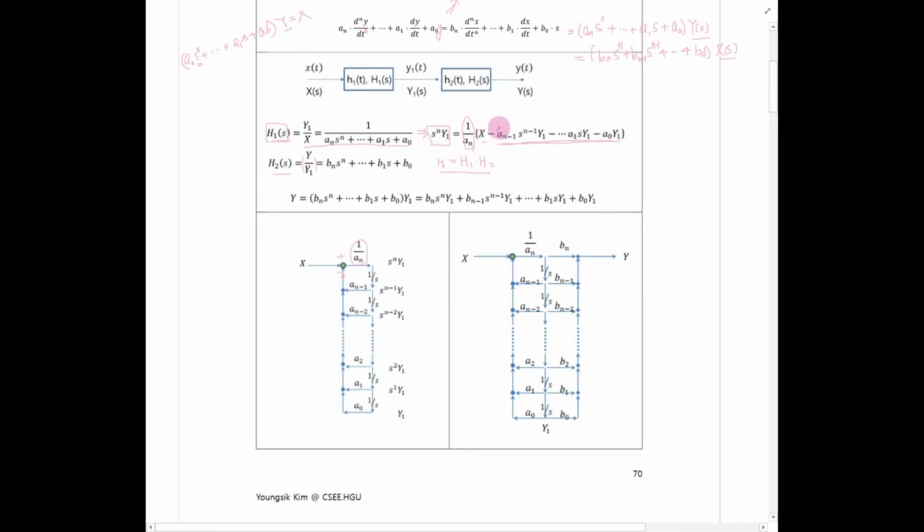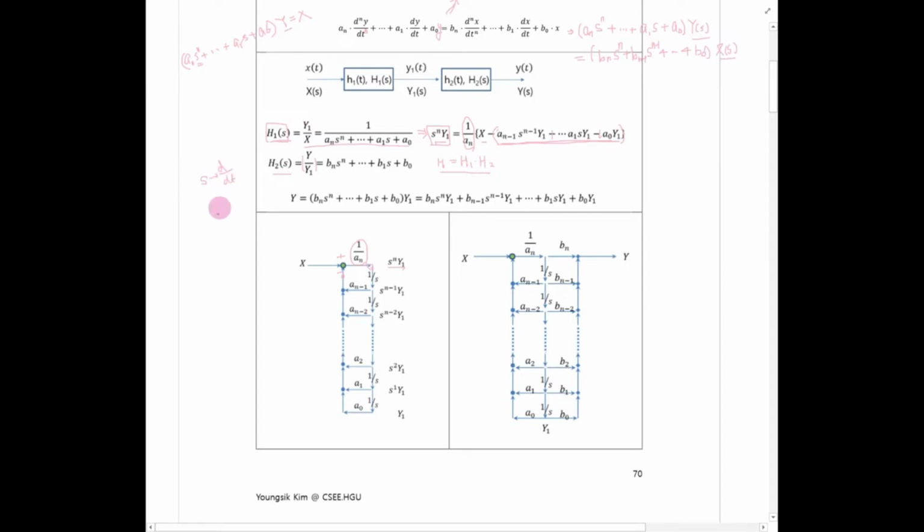We need to add like that by factoring that one. That is calculated over here. We know that 1 over a_n should be s to the n times y1. That's this one. And we use 1 over s. This one is the integrator operator. By s is the differentiator, d/dt.